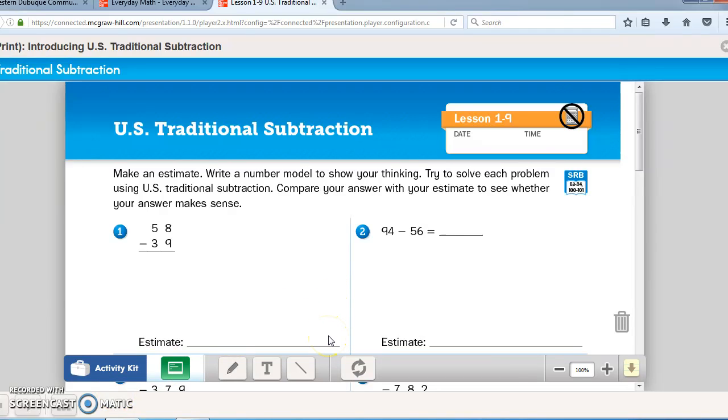In your math journal, please go to page 21. Complete this page. Make sure you're following the directions. It says make an estimate. So we've got to do just like we did on the past one. You have to round. Then write a number model. That number model goes down here. And then solve the problem. So again, this was the one we just did. Your entire number model has to go down here on the line.